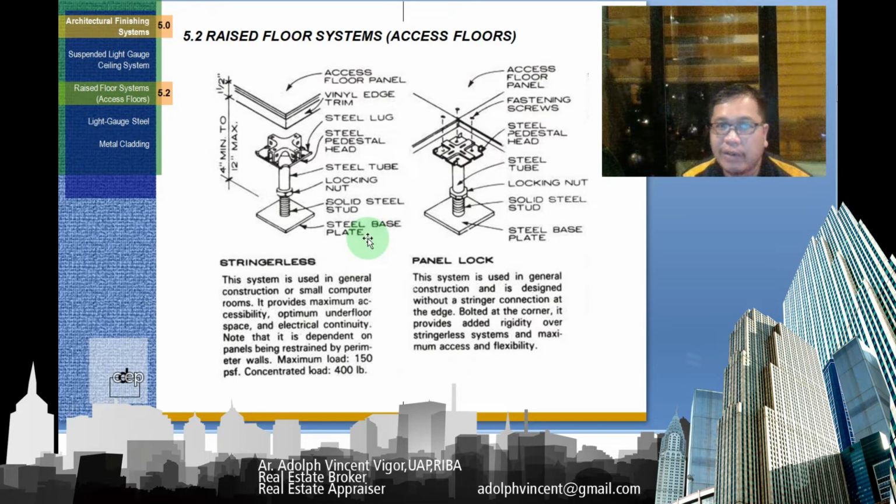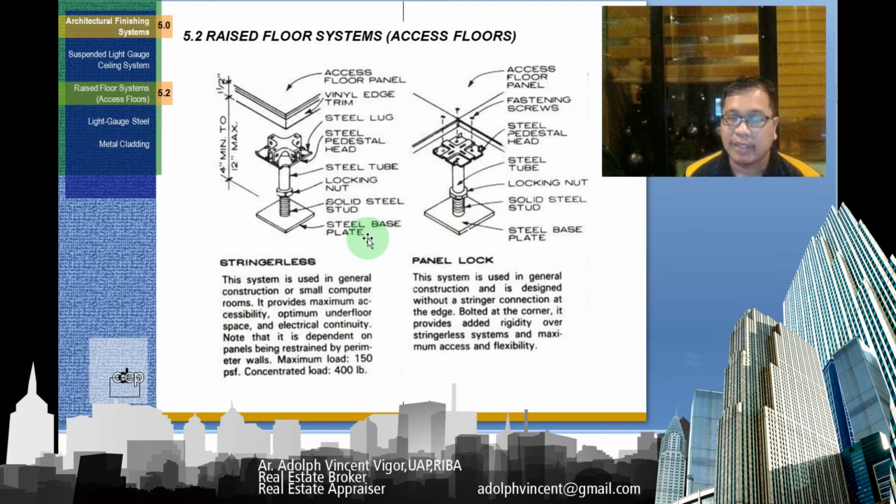Then we also have raised floor systems or access floors. So it just basically means, class, that if you have a slab, for example, a second floor slab, you'll just raise that above that slab so that you could fit in the different wires below it.